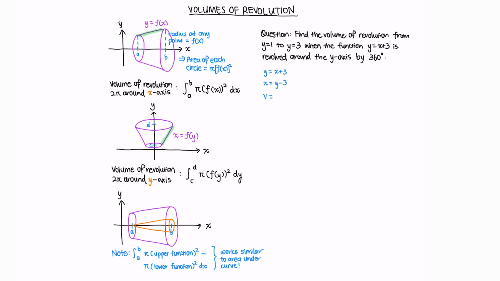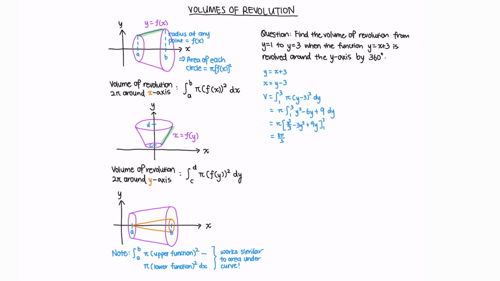My volume will just be the integral, and we have our two bounds here, y equals 1 and y equals 3, so let's just use it. And then we have pi of f(y) squared, so we have y minus 3 squared, and then dy. And now if I expand, I'll get something like this. Now let's just do our integration. This becomes y cubed over 3 minus 3y squared plus 9y. And we'll put our bounds as 1 and 3. Now if I actually calculate this out, I should get 8 pi over 3.